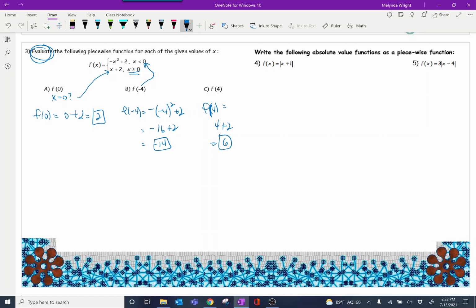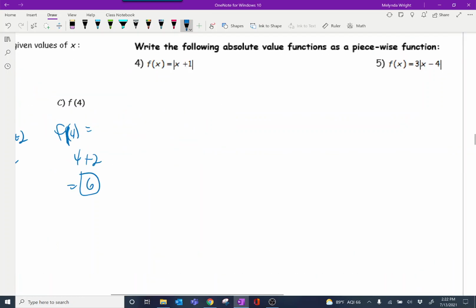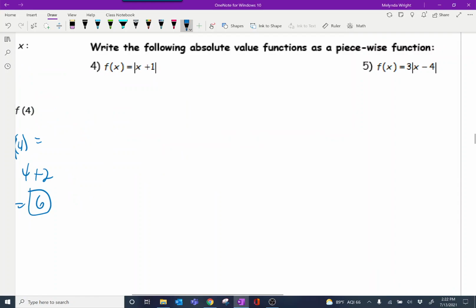Okay, so that's evaluating. The last thing that we want to do is look at a different concept, and that is take an absolute value function and write it as a piecewise. It's a pretty good skill. It's good to know to kind of see how that works. So we can write it in absolute value, or we can write it as a piecewise. It's not both of them, it's one or the other.